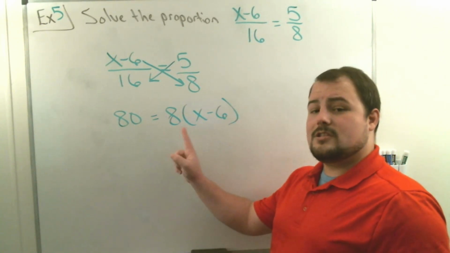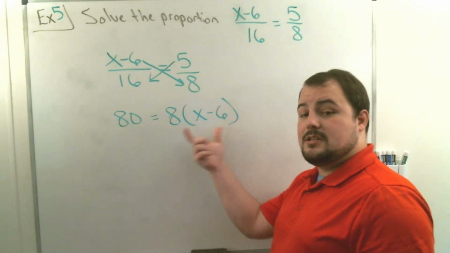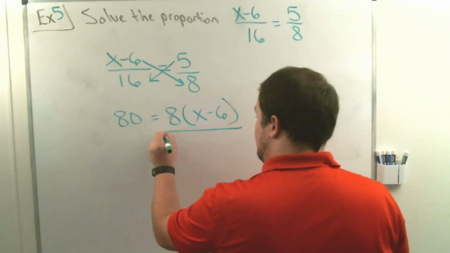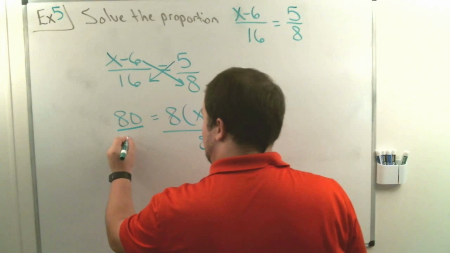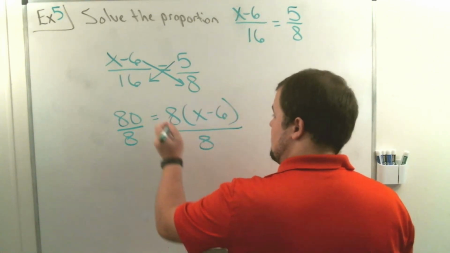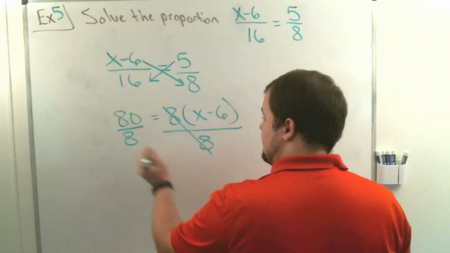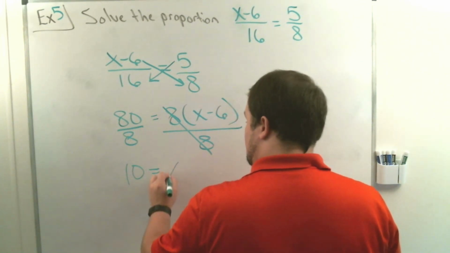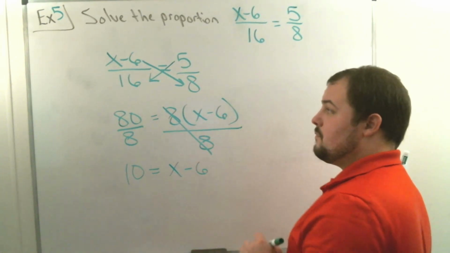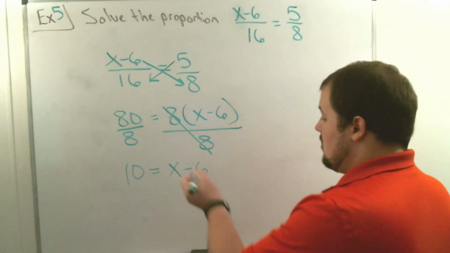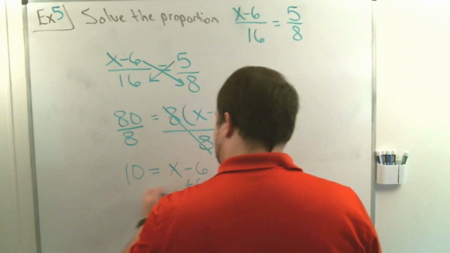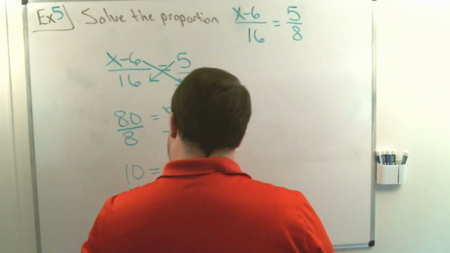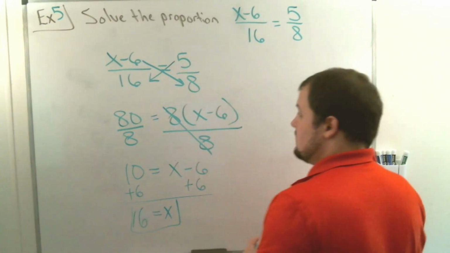And since I know that this number 8 is multiplying to this entire number inside the parentheses, what we're going to do is we're going to divide by 8. And if we divide by 8 on one side, we divide by 8 on the other. 8 divided by 8 cancels out. 80 divided by 8 is 10. So we have 10 equals x minus 6. And now if we want to solve this, all we got to do is add 6, 10 plus 6 is 16, and x equals 16.